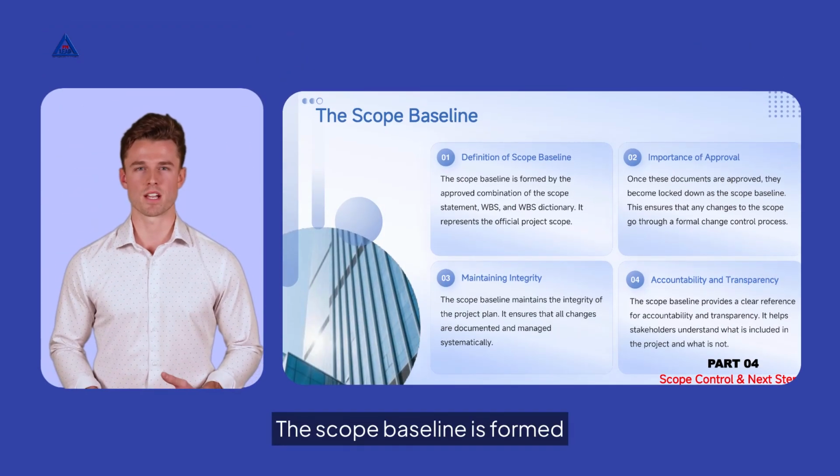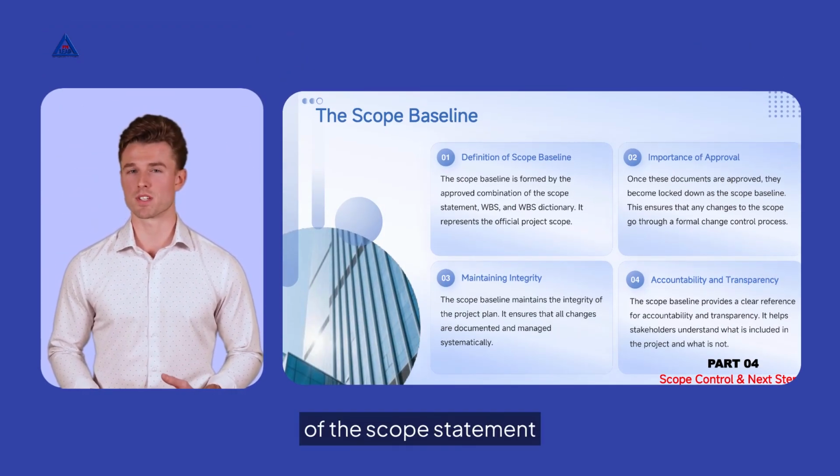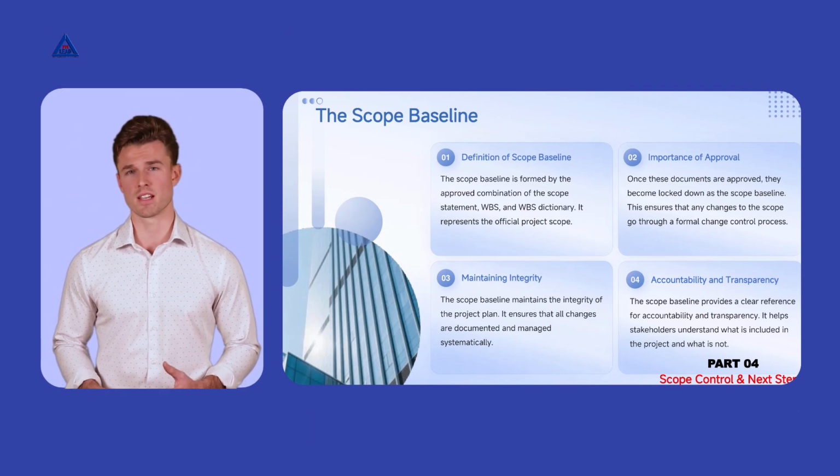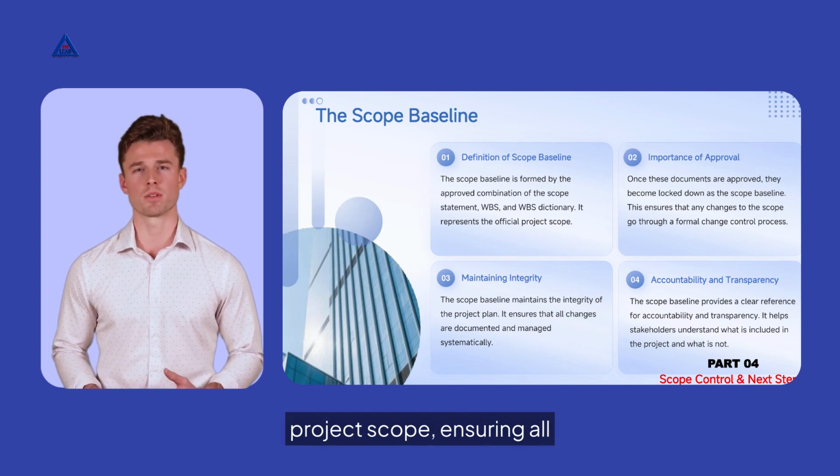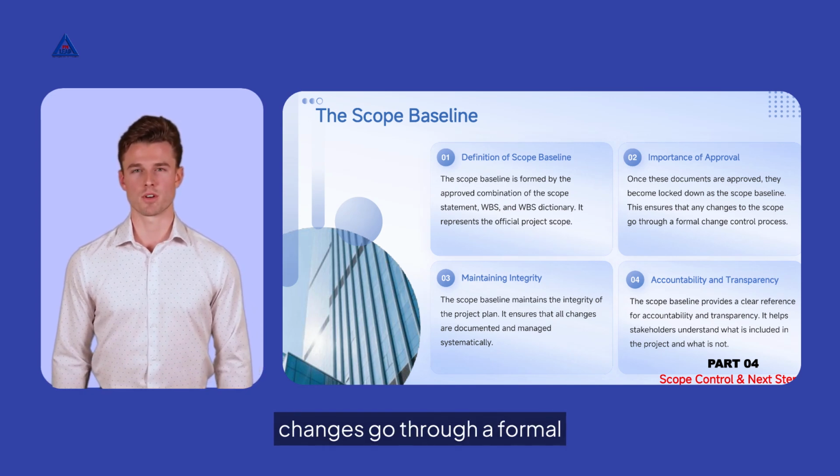The scope baseline is formed by the approved combination of the scope statement, WBS, and WBS dictionary. It represents the official project scope, ensuring all changes go through a formal change control process.